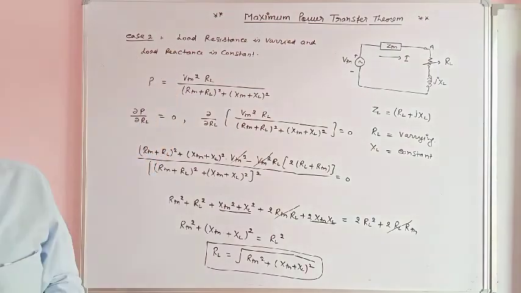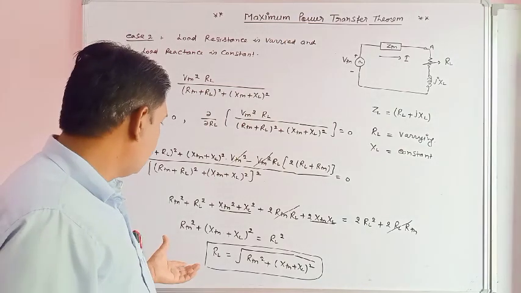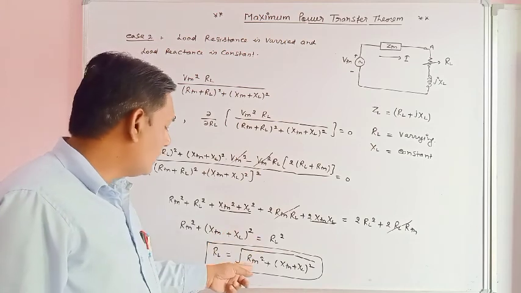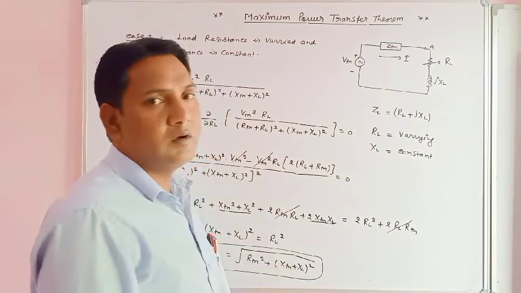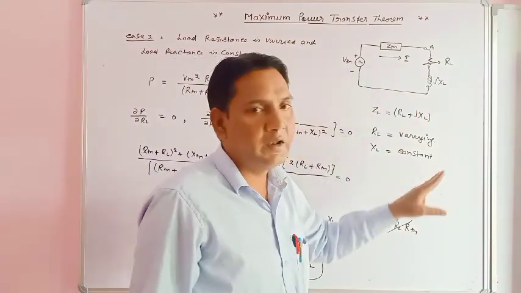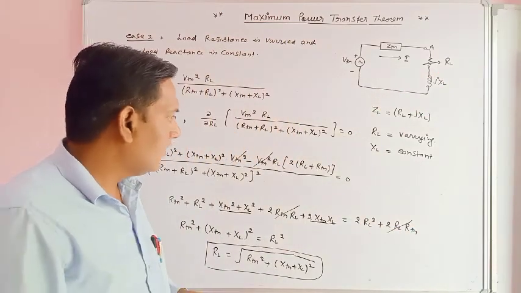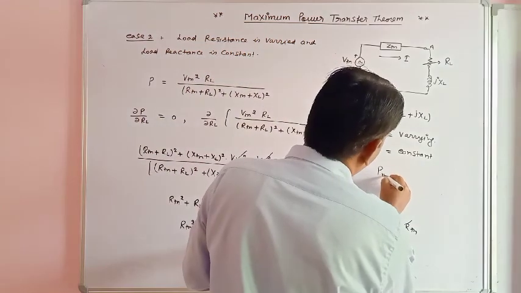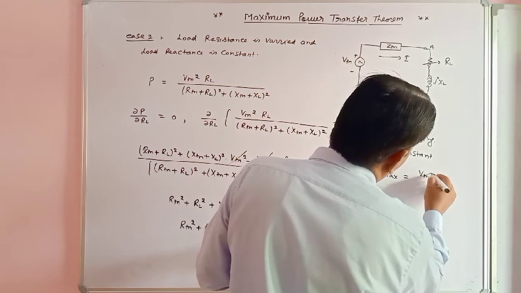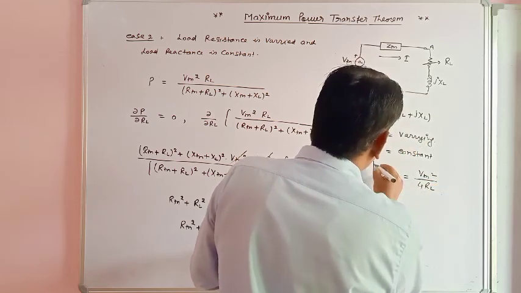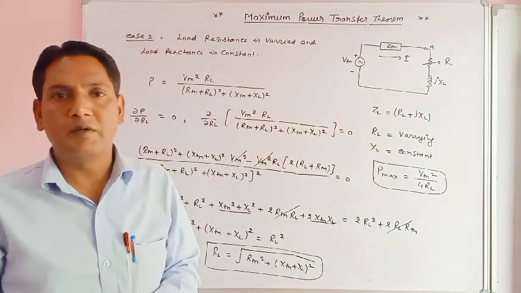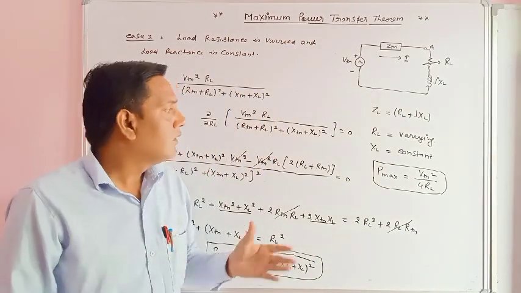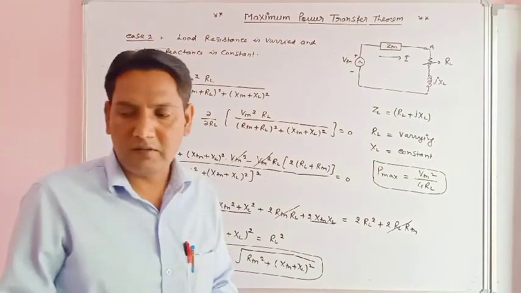This is the condition for load resistance. RL is equal to under root RTH square plus XTH plus XL whole square. This is the condition when the load resistance is varying and load reactance is kept constant. Now the power will be maximum. P max will be equal to VTH square upon 4RL. So these are the two cases that we have to keep in mind. The case first and case second, and the first is the general case.